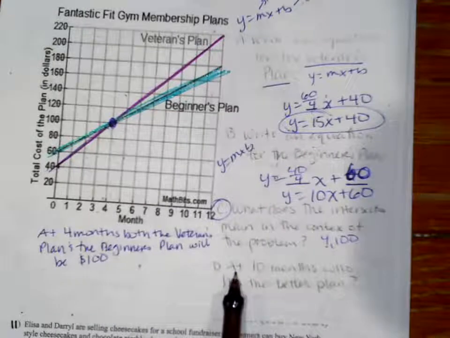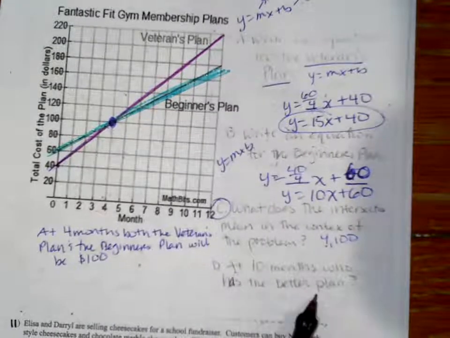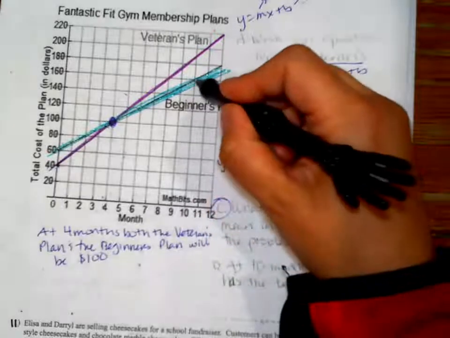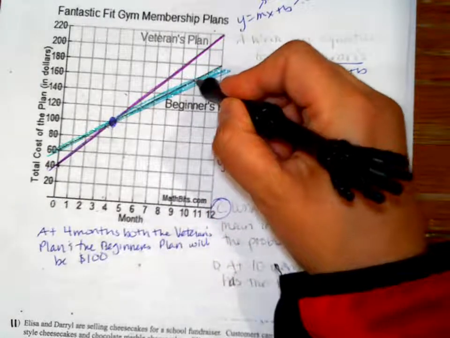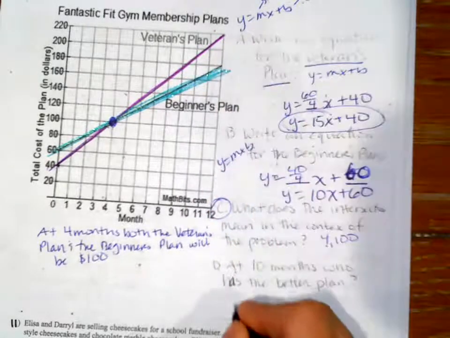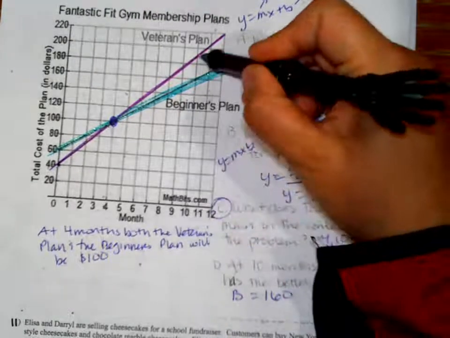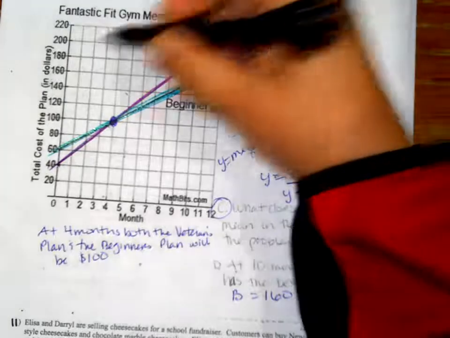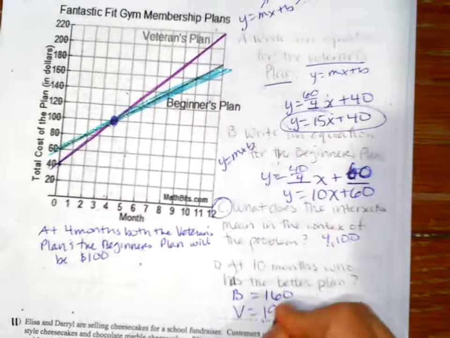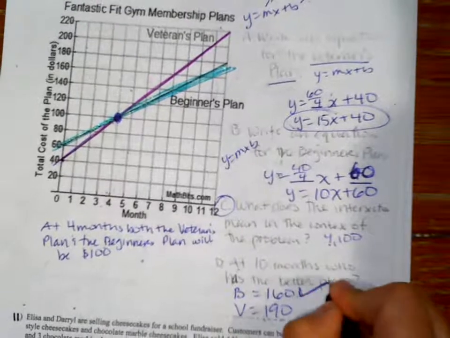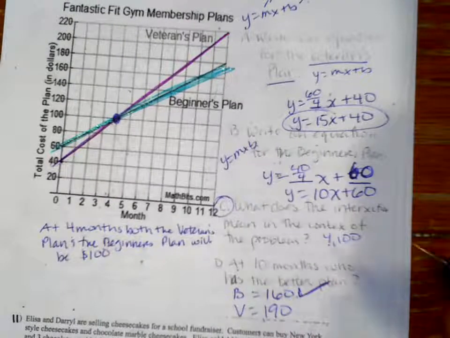Okay, D, at 10 months, who has the better plan? Well, here's 10, and let me go up, and at the beginner's plan is $160. So the beginner's plan is $160 at 10 months. The veteran's plan is about $190. So at 10 months, this guy has the cheaper plan, okay? Because you can see it on the graph.